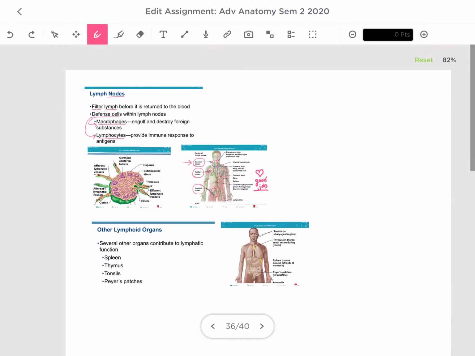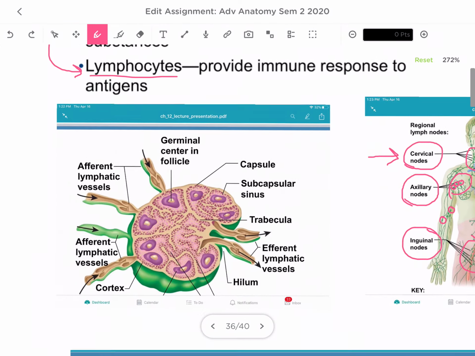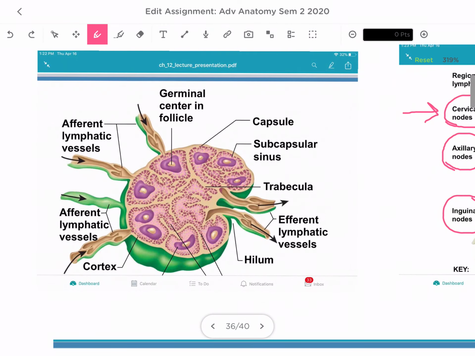A lymph node actually looks like this picture right here. This is really big, but on average a lymph node is about 1 centimeter and is shaped like a kidney bean. As you can see, there's an indentation right here. That indentation is called a hilum.